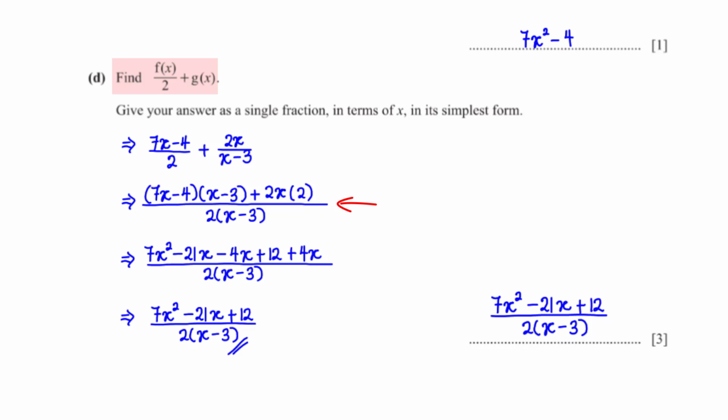When we expand the brackets in the numerator, this is what we get. Negative 4x plus 4x is 0, and so for our numerator, we have 7x squared minus 21x plus 12. Our final answer becomes 7x squared minus 21x plus 12 divided by 2 times x minus 3.